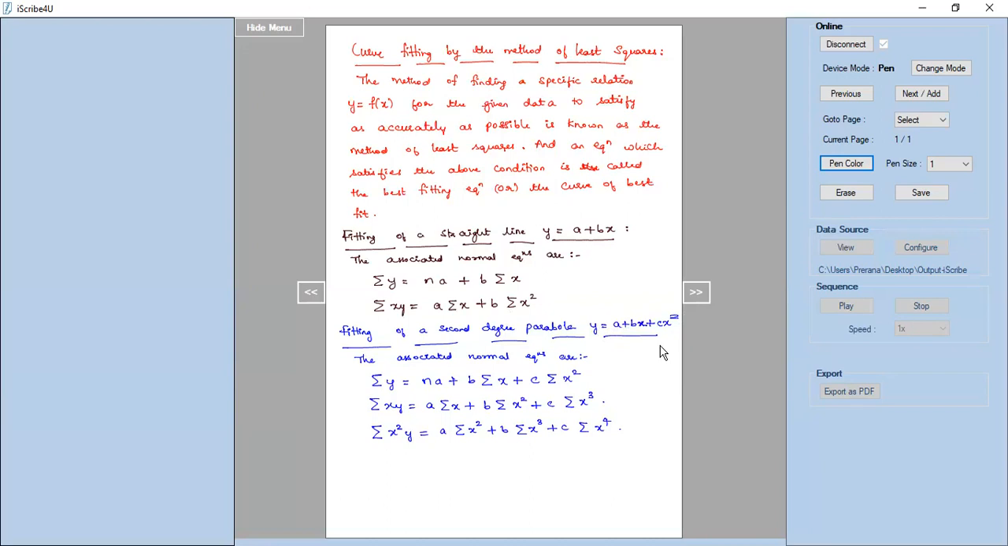Sometimes the second degree parabolic equation can also be of the form y is equal to ax square plus bx plus c. Then accordingly, we will write down the normal equations. Okay. Now we'll see the third one. I'll just write it down on the next page.